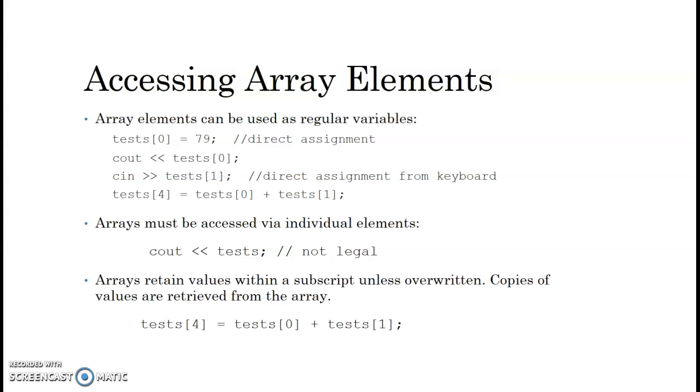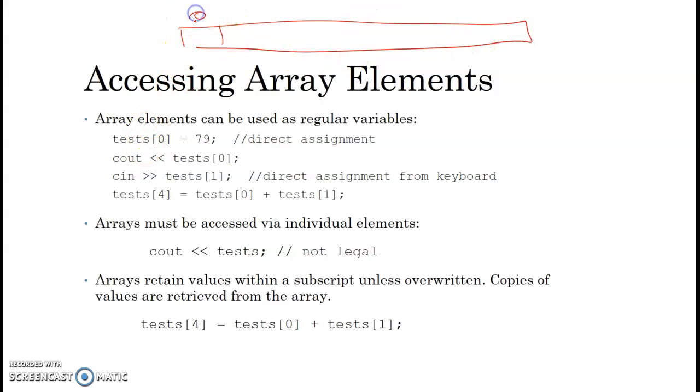So here we can see an example of direct assignment where I am assigning in my array at location 0, I am assigning the number 79, again matching data types. I can cout what's stored at tests at 0, so this is going to display 79 to the screen. It's going to grab a copy. Okay, it's not removing it from the array, it's grabbing a copy from the array, so there will still be a 79 in location 0.